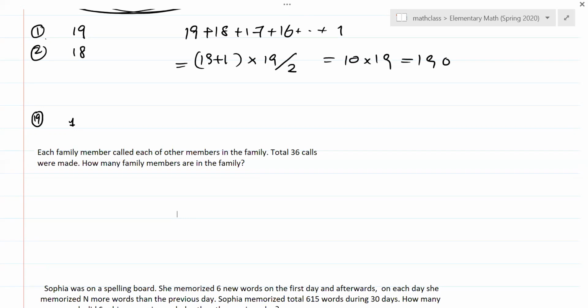So each family member calls each other. So on the record, there are 36 calls made. So the question is how many members are in the family? Of course you can just guess and try, okay? You guess and try, but you get the general idea. How do we get 36?